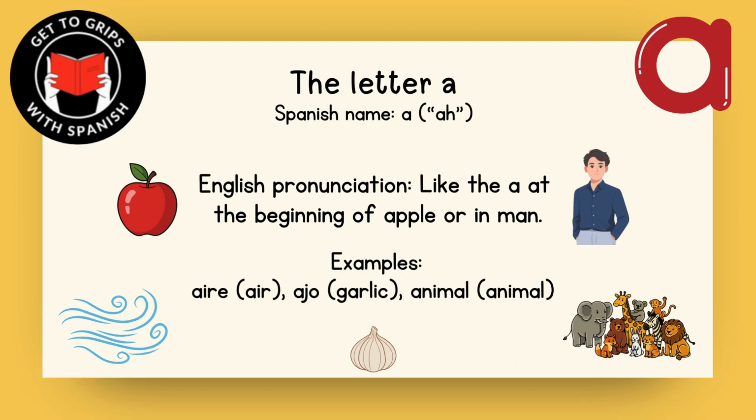The letter A in English has the Spanish name A. English pronunciation is like the A at the beginning of apple or in man, so an A sound. Examples are aire, which means air, ajo, which means garlic, and animal, which means animal. So it's an A sound for aire, ajo, animal. And it sounds like the A at the beginning of apple or in man.